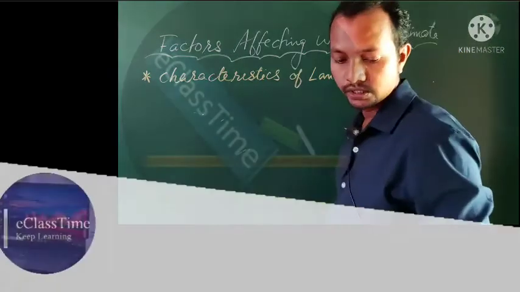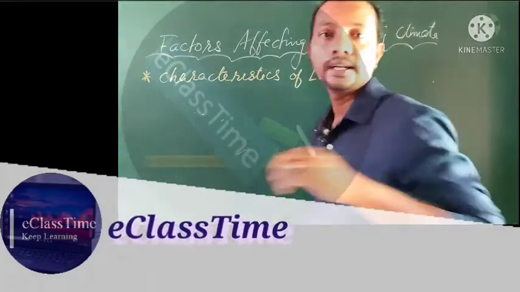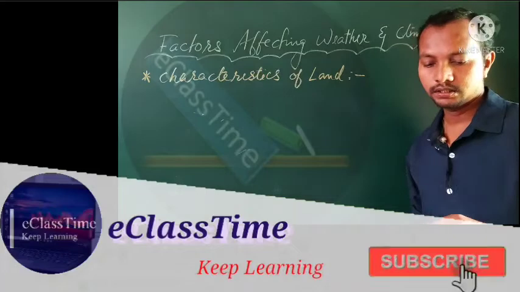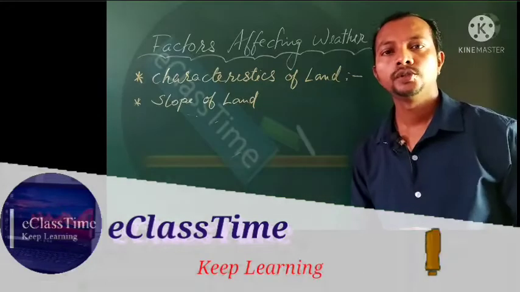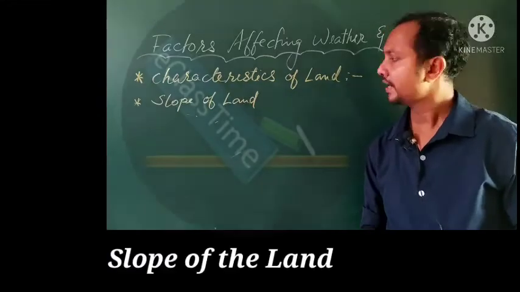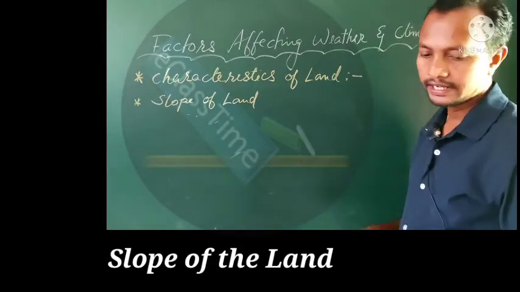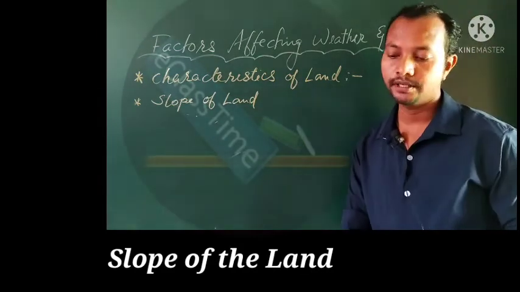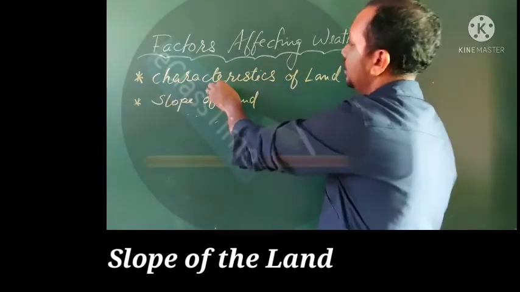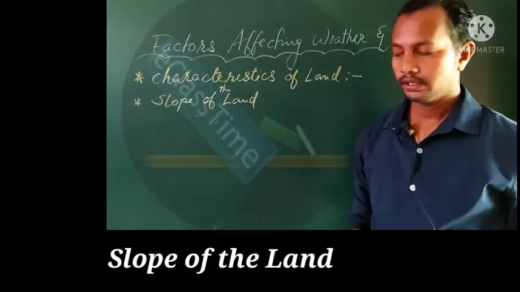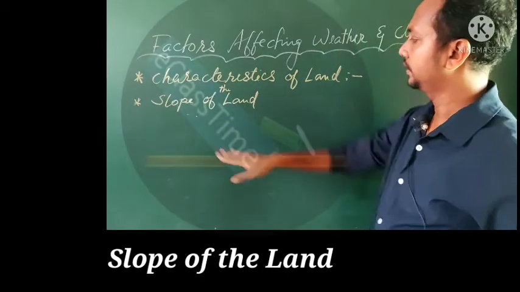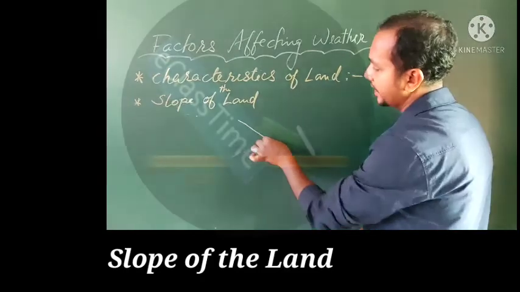Okay dear friend, so this is the first factor for today's class affecting the weather and climate. Now let us try to see the next factor. What is the next factor affecting the weather and climate? So the next factor is slope of land. What does it mean, dear friends? Slope, that means the slanting.